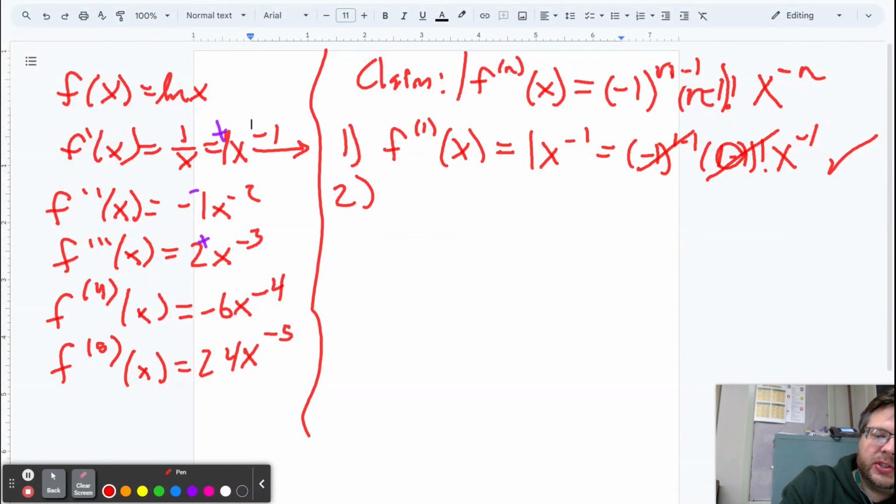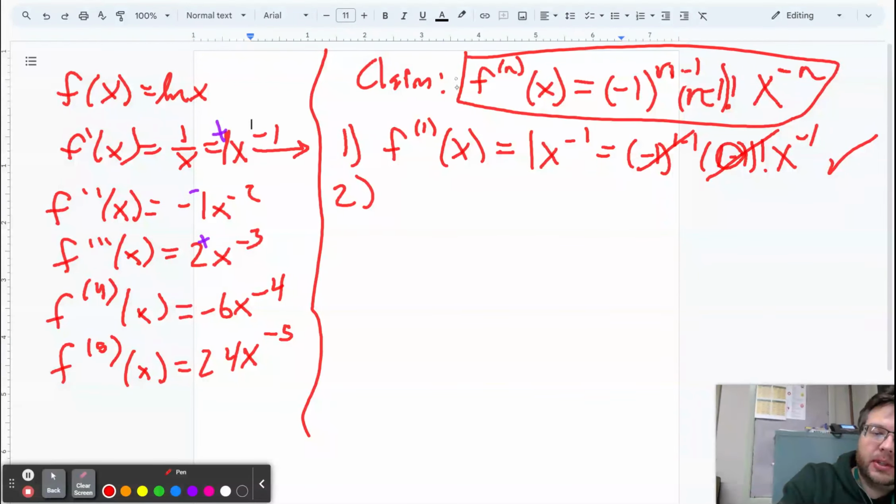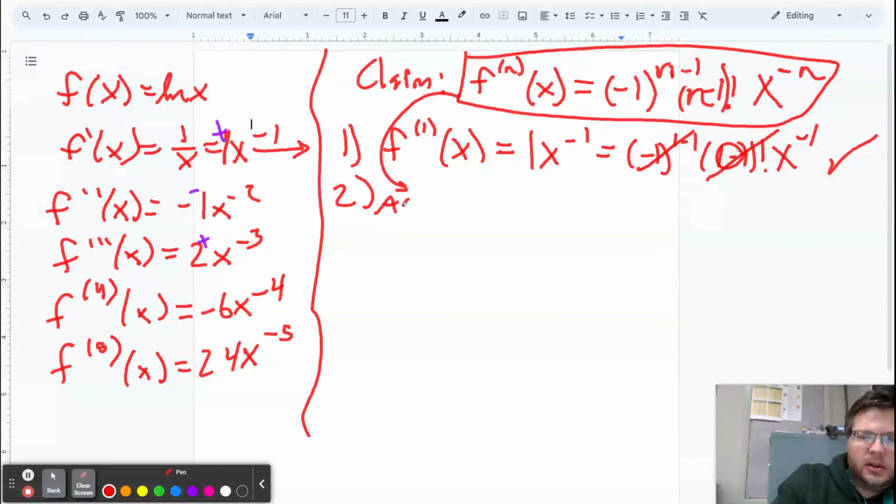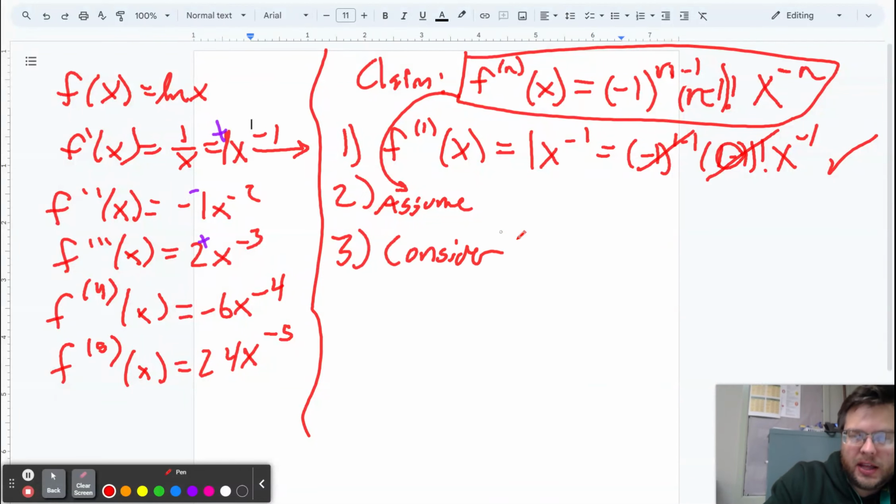Second, I assume this. So I'm just going to copy it down there. You're just assuming it for the sake of argument. Then the third step is to consider the n plus 1th derivative. And the n plus 1th derivative is going to be the derivative of what you assumed.